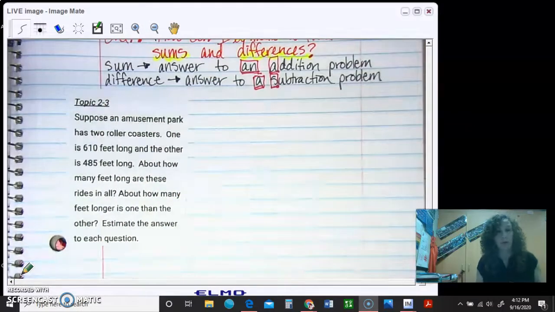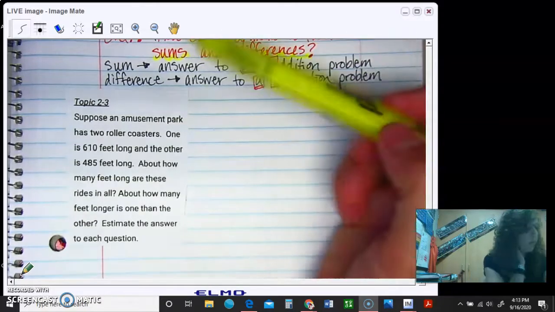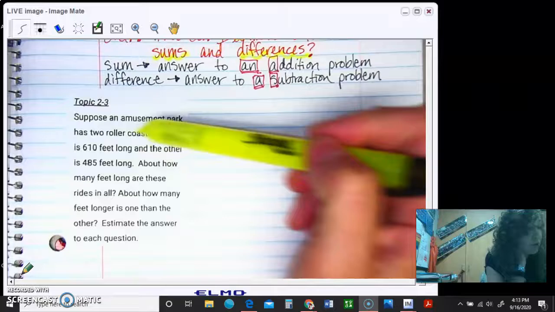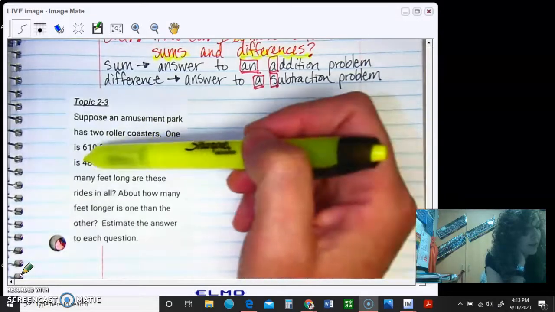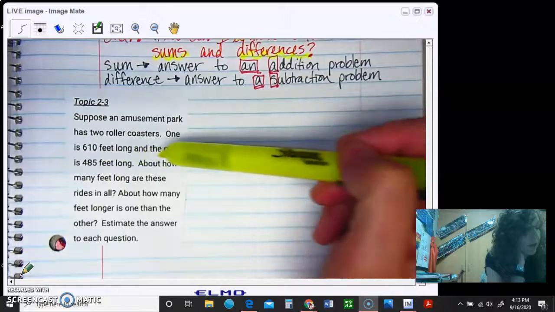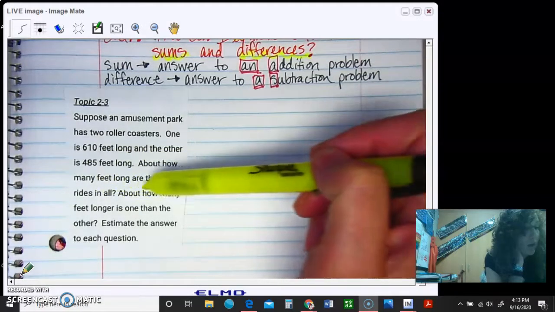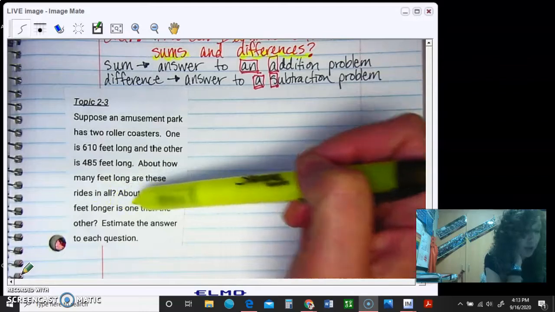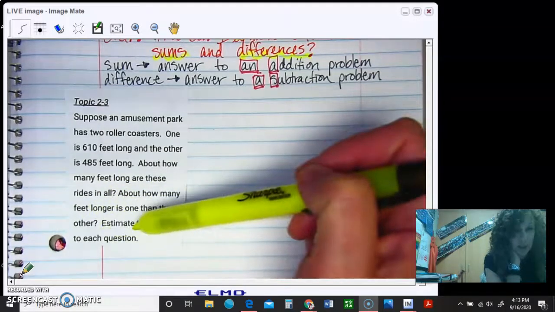Remember, we have to read our word problems 2 times. Okay, so I'm going to read it through once, then I'm going to go through and read it again, and while I'm reading it that second time, I'm going to pull out the important bits. Okay, so suppose an amusement park has 2 roller coasters. One is 610 feet long, and the other is 485 feet long. About how many feet long are these rides in all? About how many feet longer is one than the other? Estimate the answer to each question.